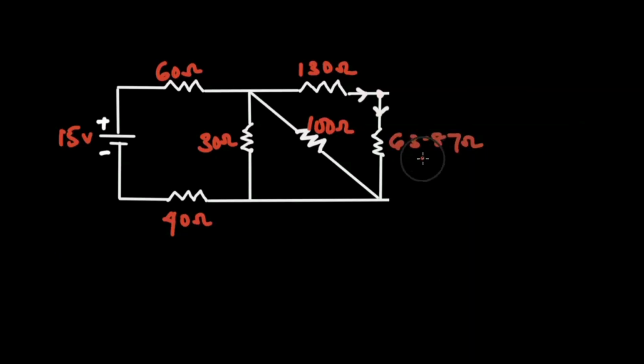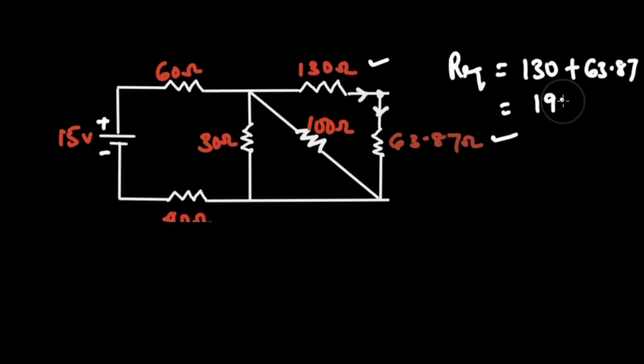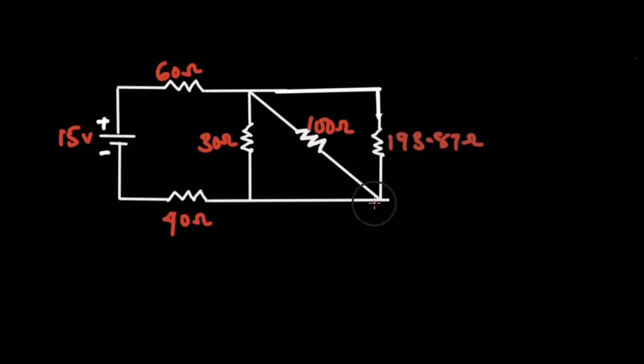Taking a look at the circuit again, I can see that current moves through 130 ohms and that same current moves through 63.87 ohms. What does that tell us? That tells us that 130 ohms and 63.87 ohms are in series. So the equivalent resistance for that will be 130 plus 63.87. And what will that give us? That would give us 193.87 ohms. So I'm going to redraw my circuit to have one resistor with an equivalent resistance of 193.87 ohms. Taking a look at the circuit again, I can see that 100 ohms and 193.87 ohms are in parallel.